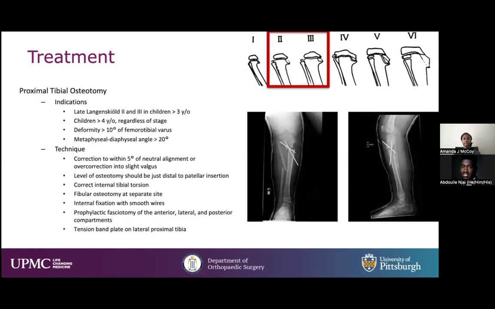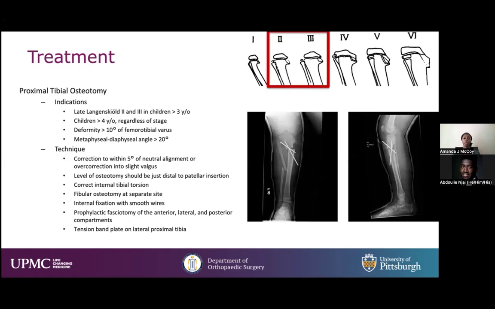For higher stages, if lateral tension band plates don't work, you would consider a proximal tibial osteotomy. Generally, osteotomy is performed when children are young, aka less than 4. These tend to do very well, and there's less risk of recurrence. But in older children, even if you do the proximal tibial osteotomy, there's a risk of recurrence.